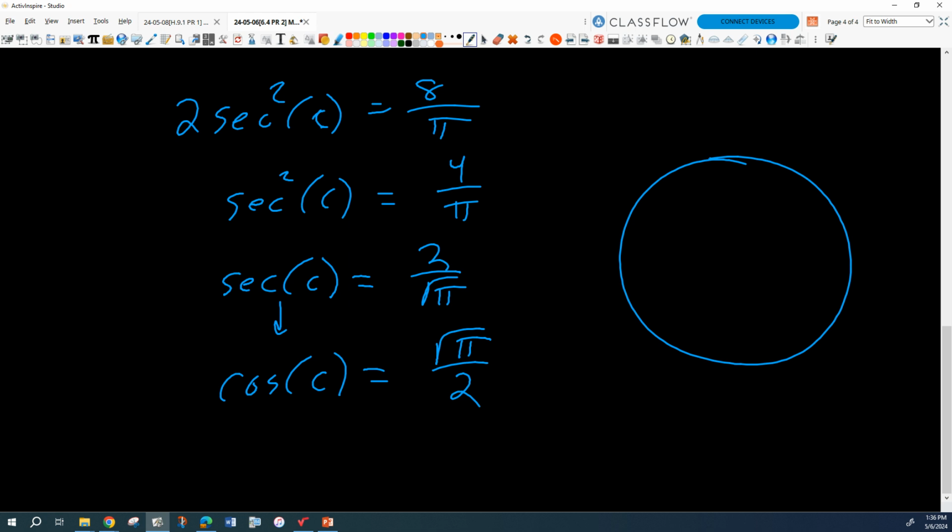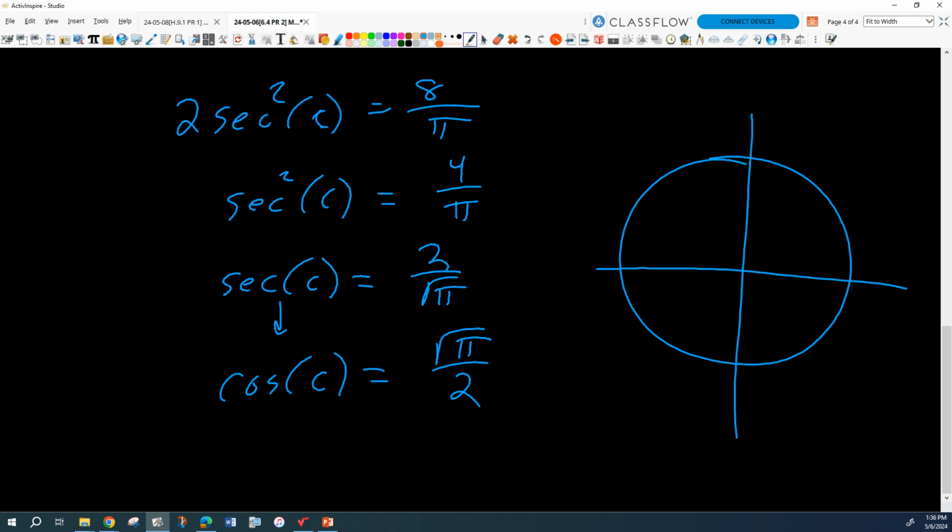Square root of pi over 2, it's going to be positive, right? And square root of pi over 2 is going to be some number that's less than 1. Agreed? So if we want to know where is cosine equal to square root of pi over 2, where is cosine positive? Cosine is the x coordinate.